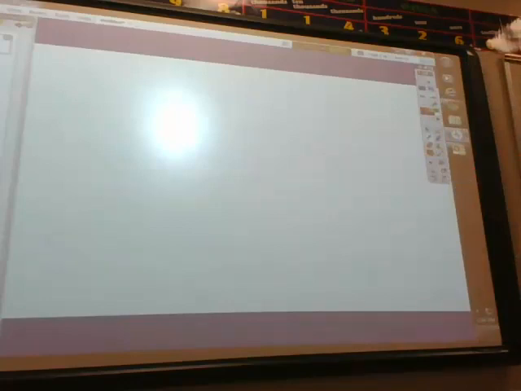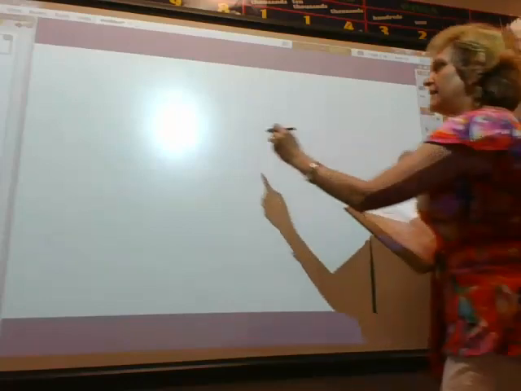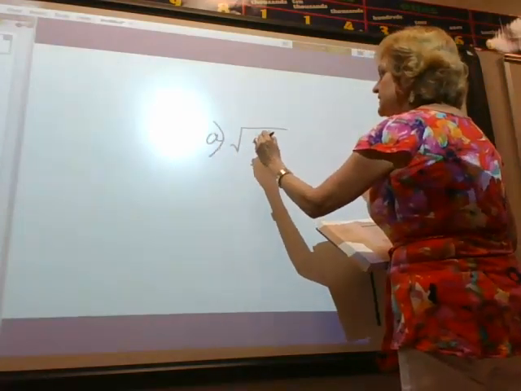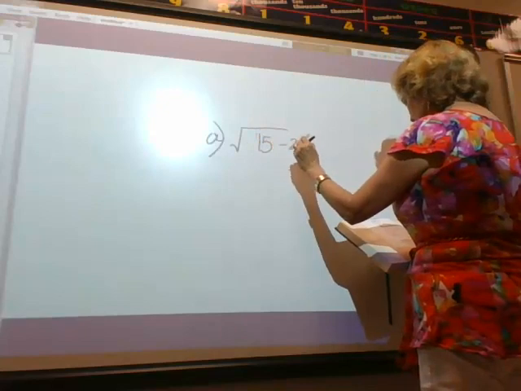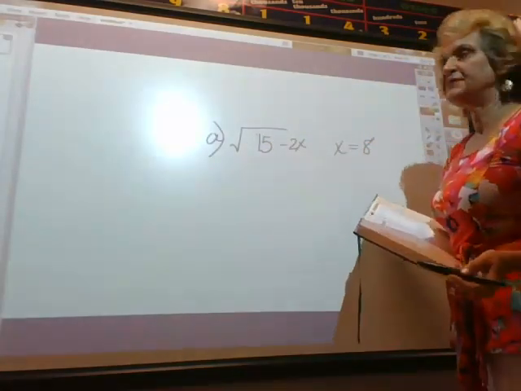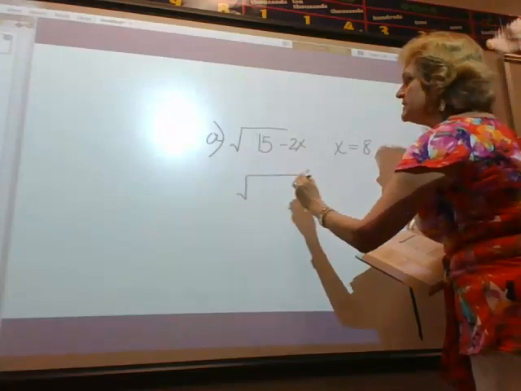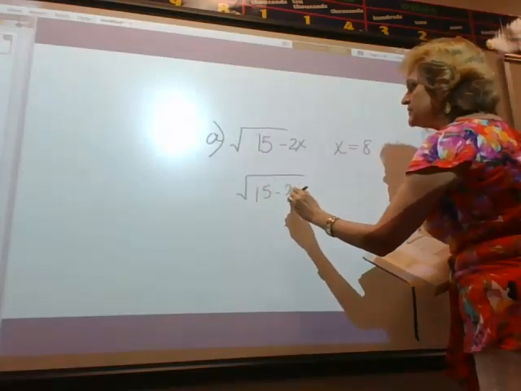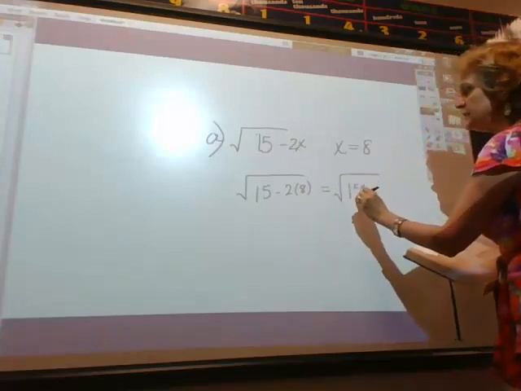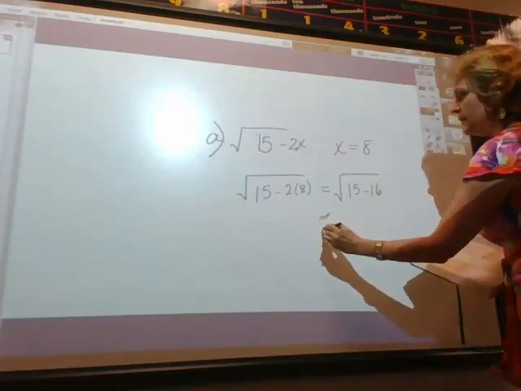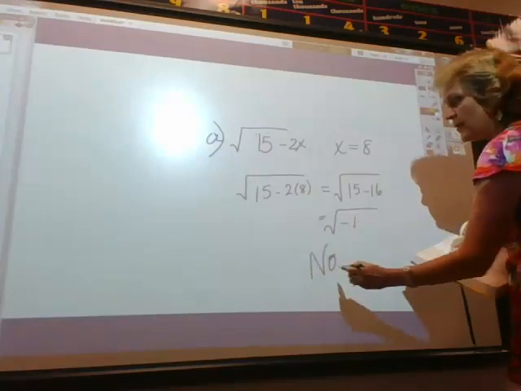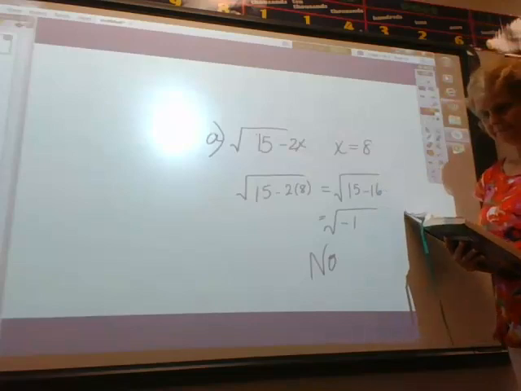So for A, we have 15 minus 2x, and we're evaluating for x is 8. And we're supposed to see if this is a real number. All right, so 15 minus 2 times 8. Okay, so that would be 15 minus 16. Well, that's the square root of negative 1. I can't have that, so no, it is not real.